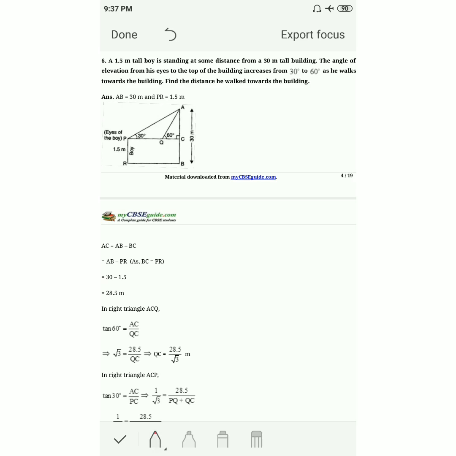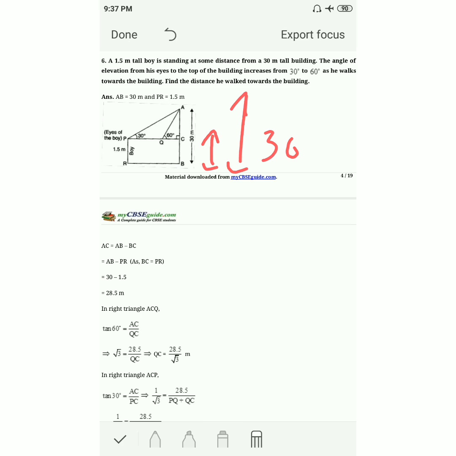So first thing, AB is 30, but from C to B, it is 1.5. Why? Because this makes a rectangle. PCBR is a rectangle.